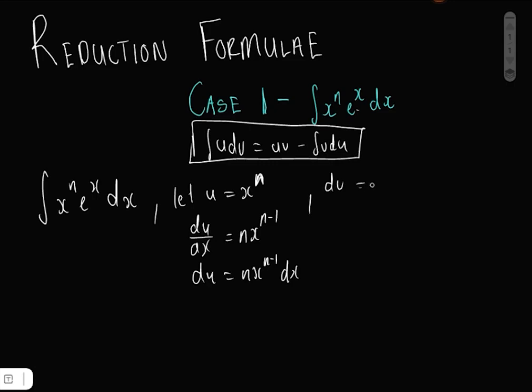dv would be the e to the x, and that would mean v is the integral of e to the x with respect to x. Well, the integral of e to the x is just e to the x, so v would be e to the x, because the derivative of e to the x is just e to the x. That's as long as it's just e to the x, not e to the 2x. If it's e to the 2x, it would be different, but it's just e to the x here.